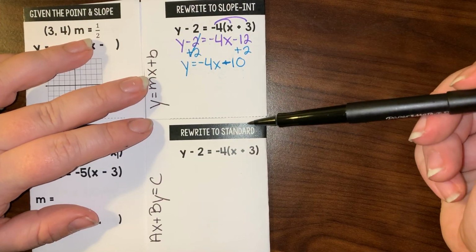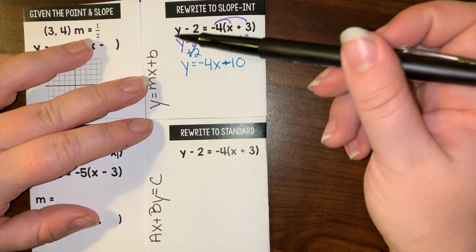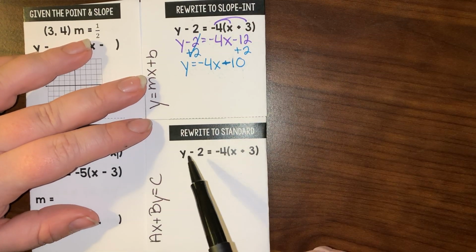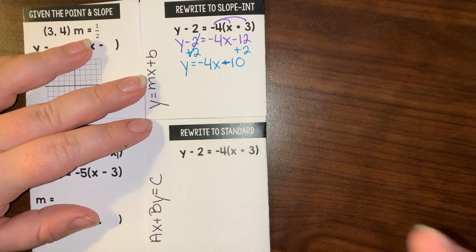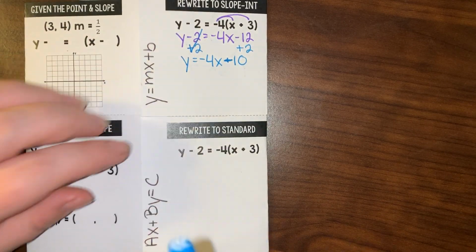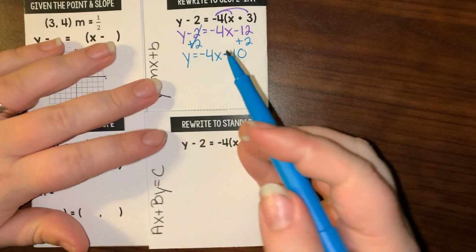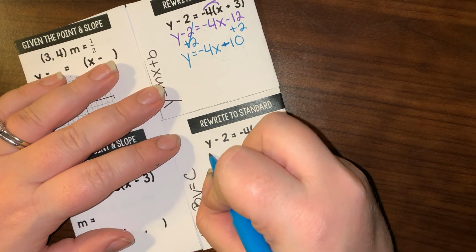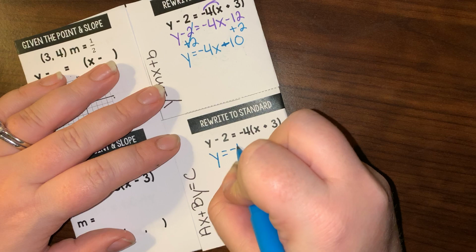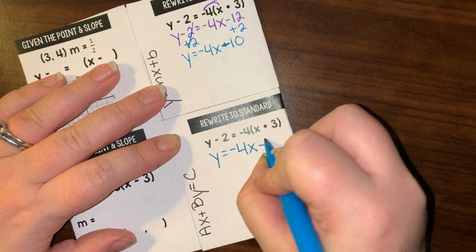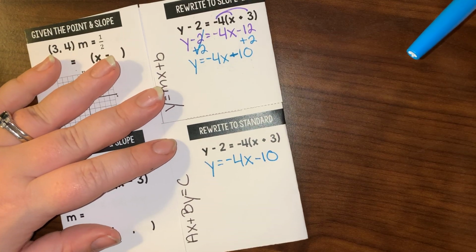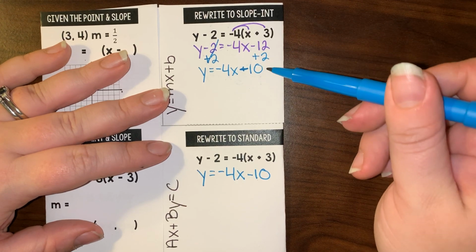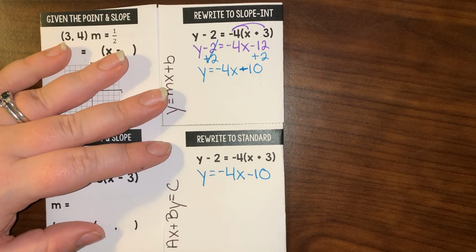Fortunately enough, if I look at the front of this foldable, I have the same equation in point slope form when I rewrote it from point slope to slope intercept, and when I'm writing it from point slope into standard. So what I can actually do is rewrite my equation from slope intercept form down here. So I have y equals negative 4x minus 10. Again, all I'm doing is rewriting it in slope intercept form.